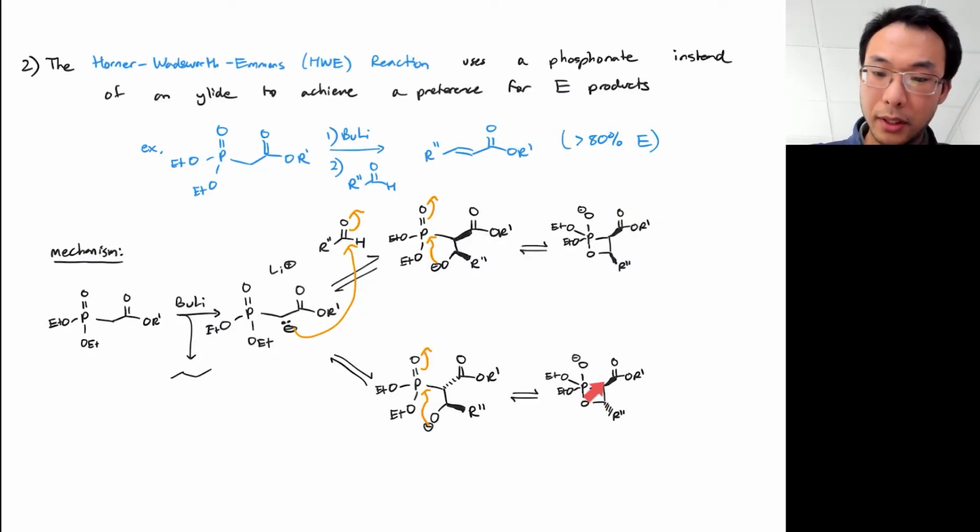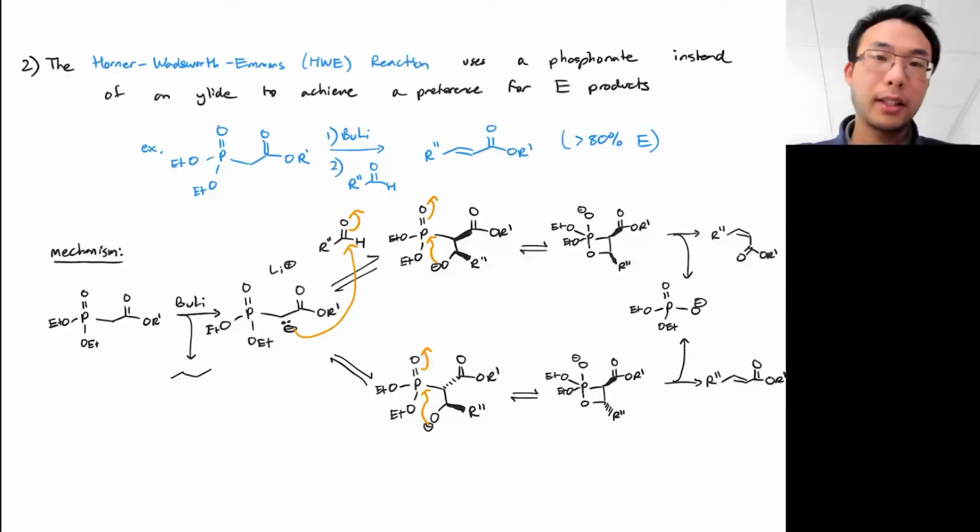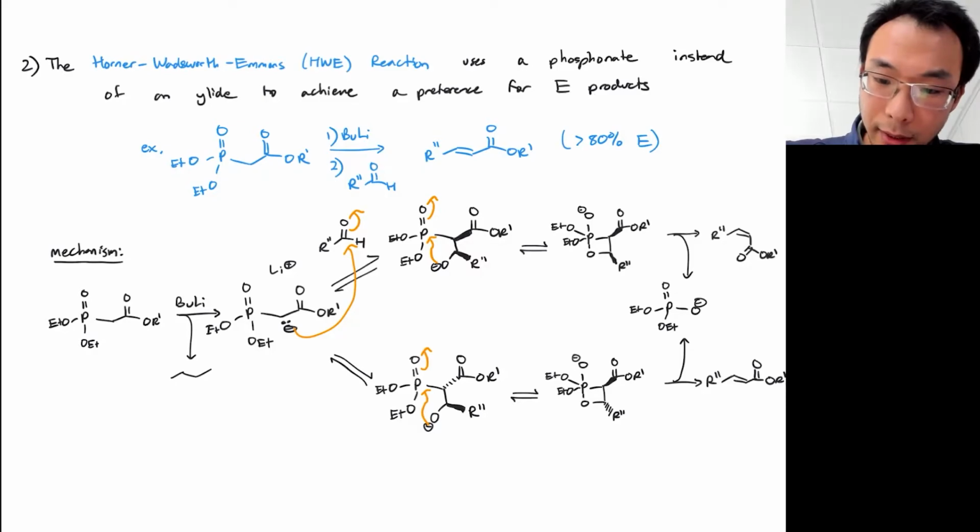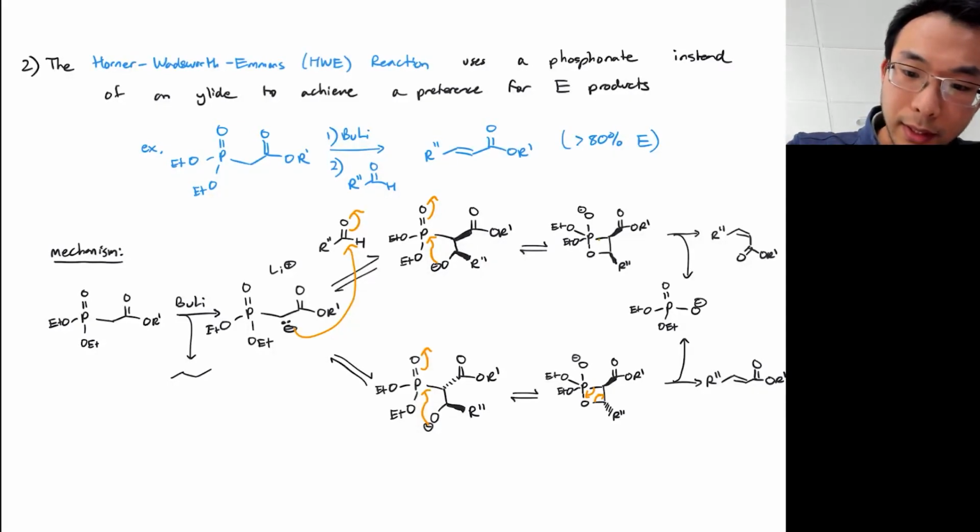And at this point you can see the setup to making the E alkene versus the Z alkene, and again the equilibrium will tend to favor the bottom side, or this bottom pathway here, which overall gets us to more of the E alkene product. The elimination to get to the alkene is analogous to that in the Wittig reaction, so the collapsing of the ring.